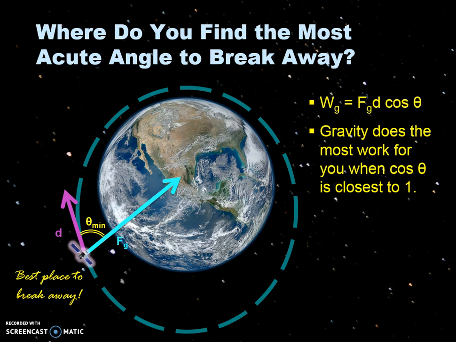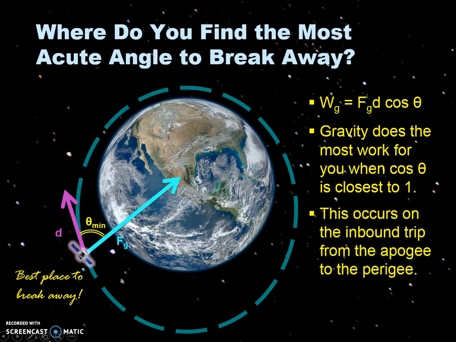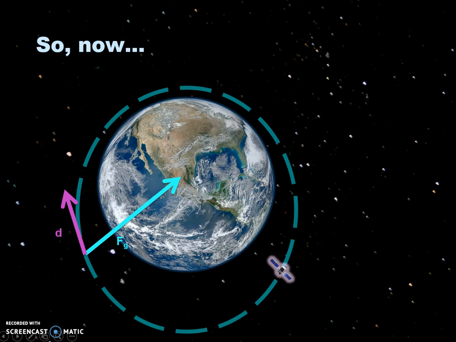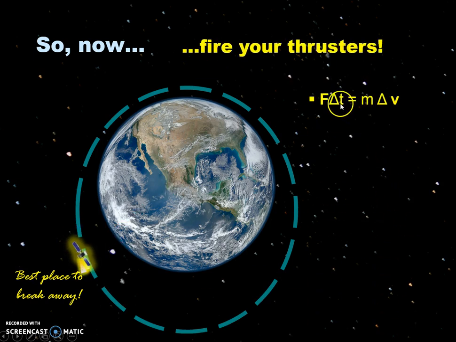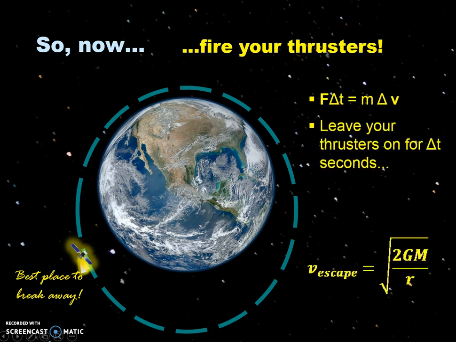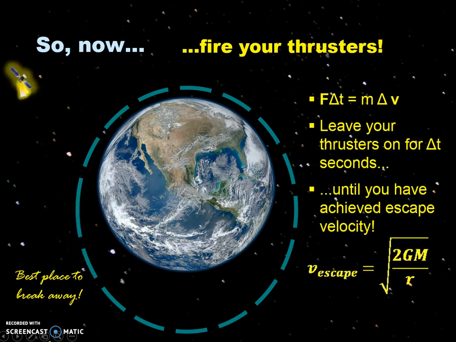We want cosine theta to be as close as possible to 1, namely the angle as small as possible. So if you're on the inbound trip from the apogee back to the perigee, at a certain location based on the size of your planet and the contours of your orbit, this is going to be a good place when you get there to fire those thrusters for a certain amount of time to get you the necessary change in velocity until you've achieved escape speed.